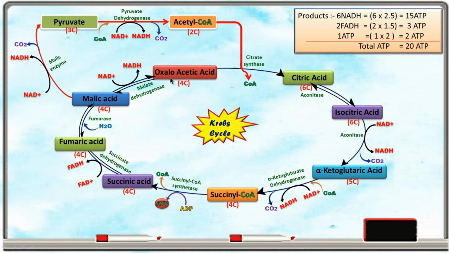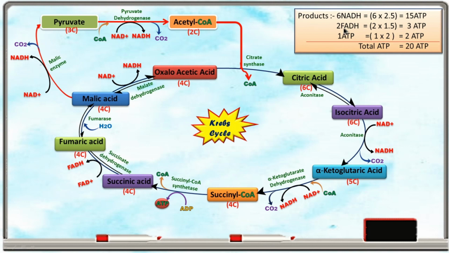So 3 molecules are produced at the end of a single cycle, and we know that the Krebs cycle occurs 2 times for these 2 molecules of acetyl-CoA. So at the end of 2 cycles of the Krebs cycle, 6 NADH molecules are produced, which ultimately generates 15 ATP molecules at the electron transport system.